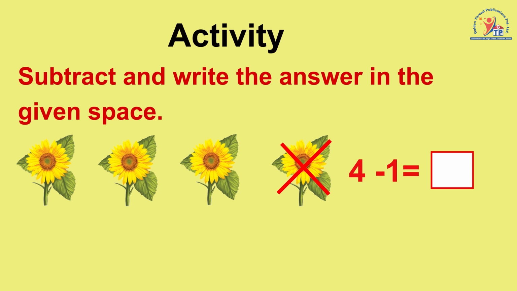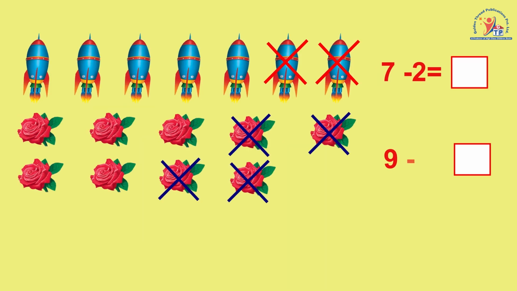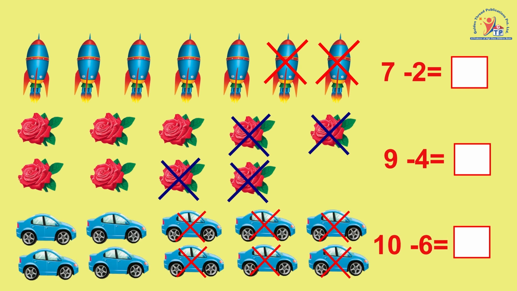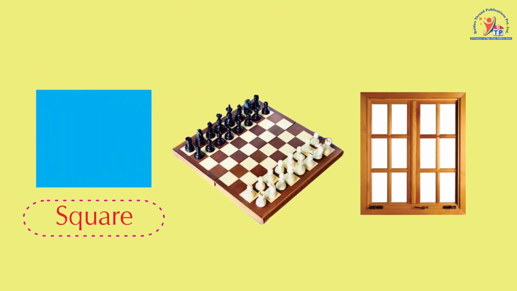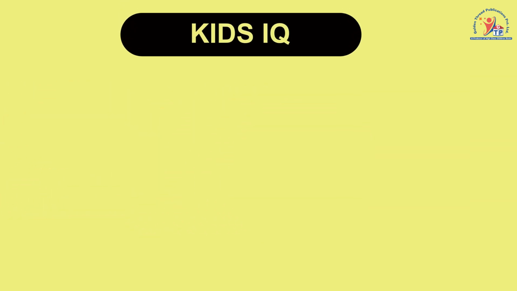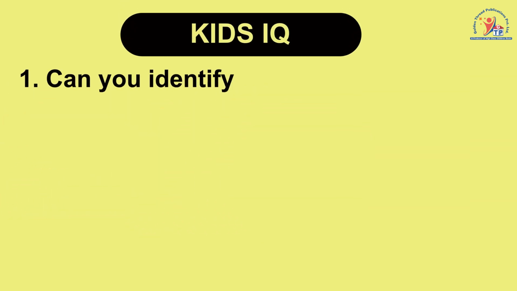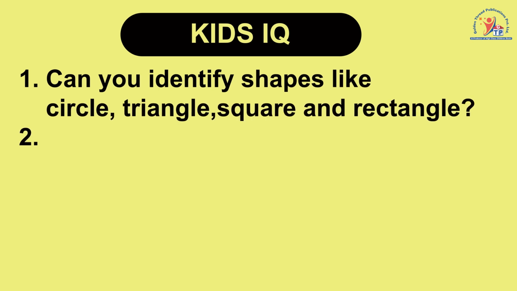4 minus 1. 6 minus 3. 7 minus 2. 9 minus 4. 10 minus 6. Chapter 11. Shapes. Circle. Triangle. Square. Rectangle. Oval. Kids IQ. 1. Can you identify shapes like circle, triangle, square and rectangle?